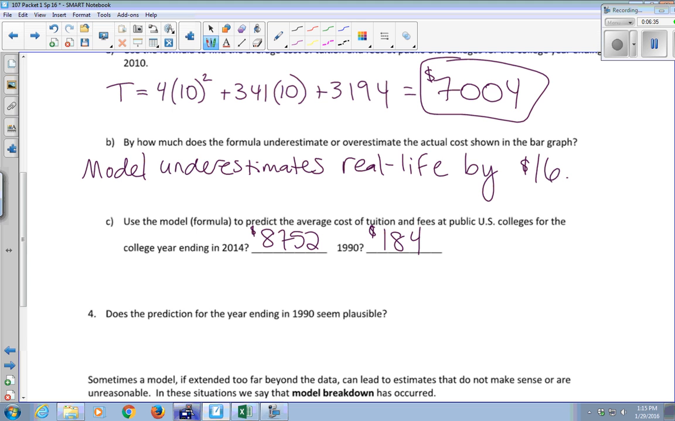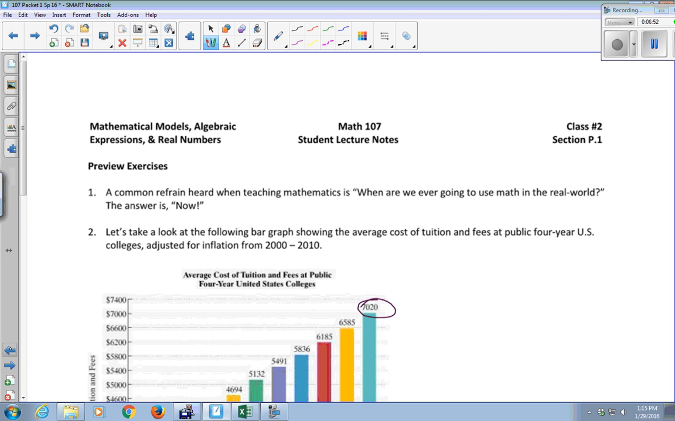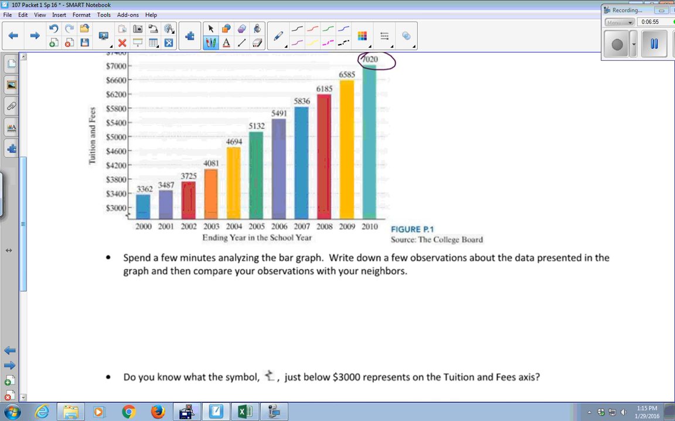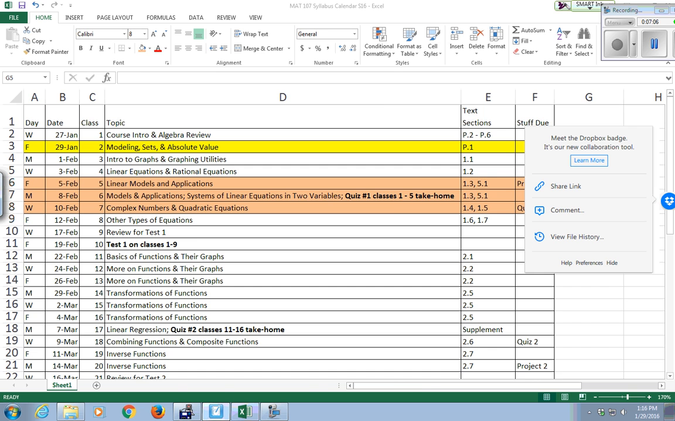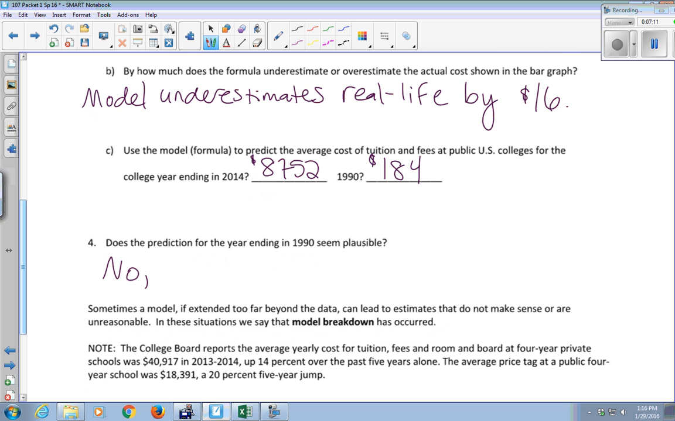I heard a couple of little chuckles, right? $184. It does not seem plausible, right? It seems too low, right? For only 10 years before the year 2000, right? And in 2000, it was almost $3,400. Just 10 years before, they're saying it was not even 200. So it seems like way too cheap. So I'm going to say no. Seems too low.